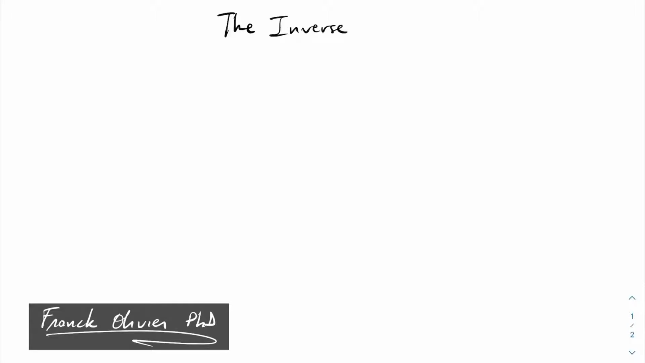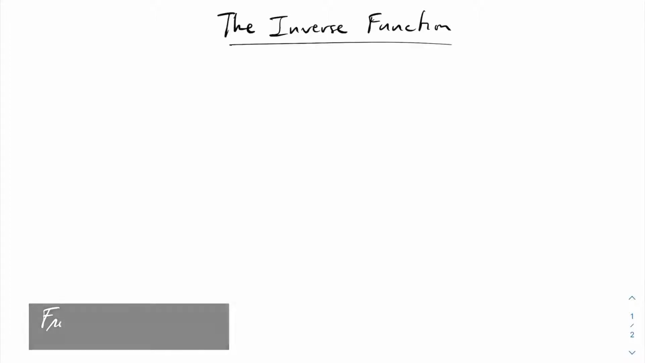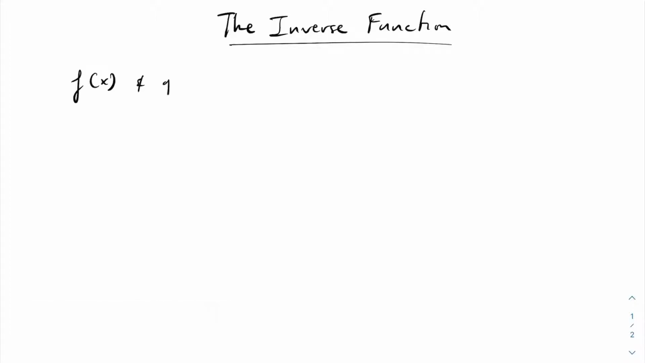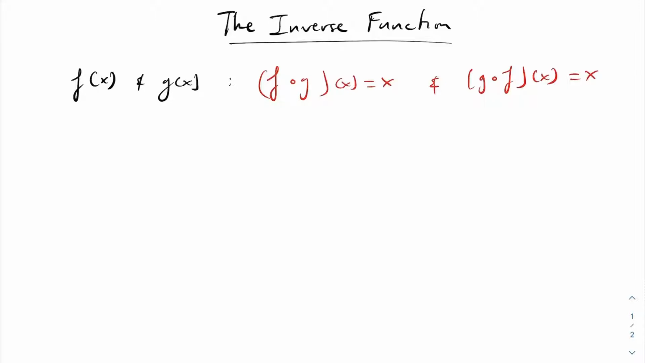Today I'm going to show you how to find the inverse of a function. So what is the inverse of a function? If I give you two functions, f of x and g of x, then f and g are said to be inverses of each other if the composite function f of g of x is equal to x, and the composite function g of f of x is equal to x as well. This basically means that the two functions undo each other's action.